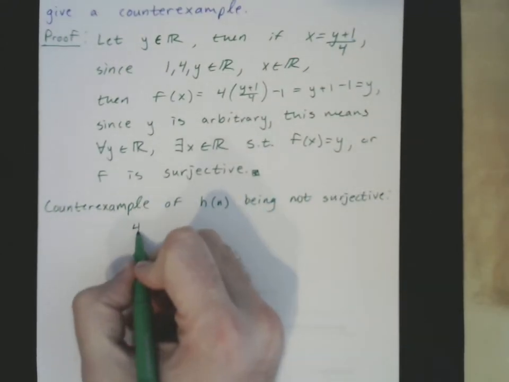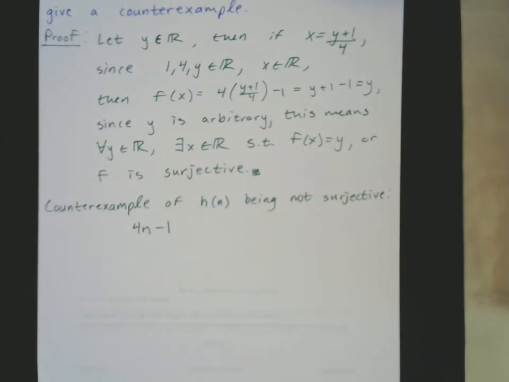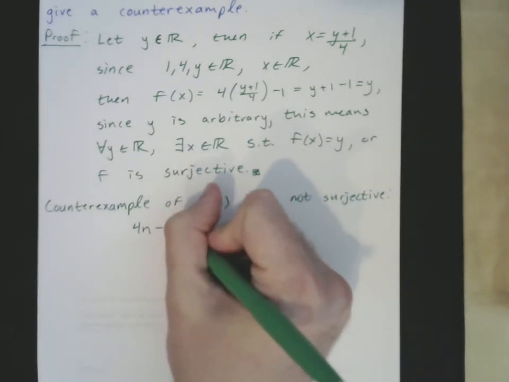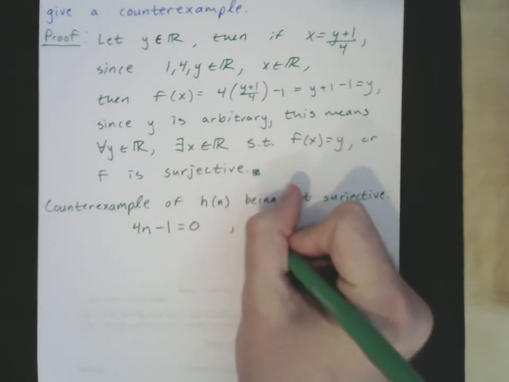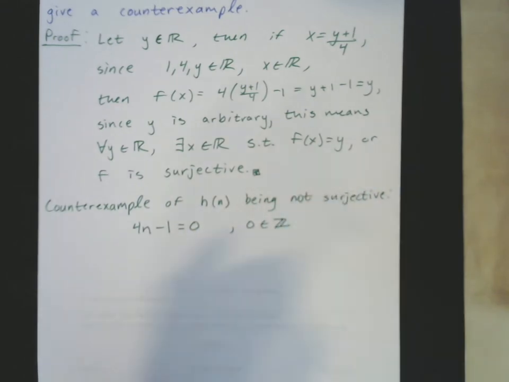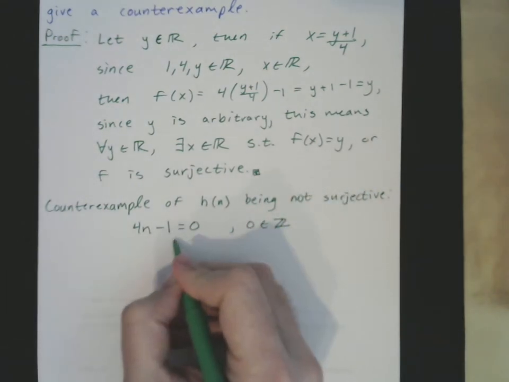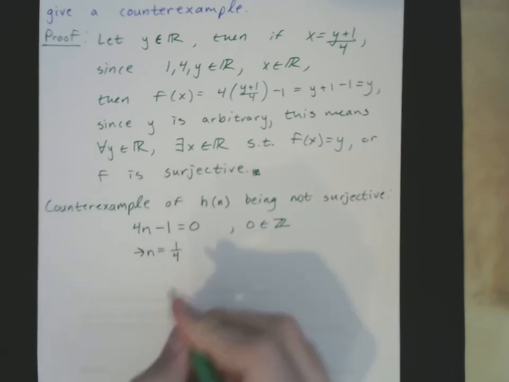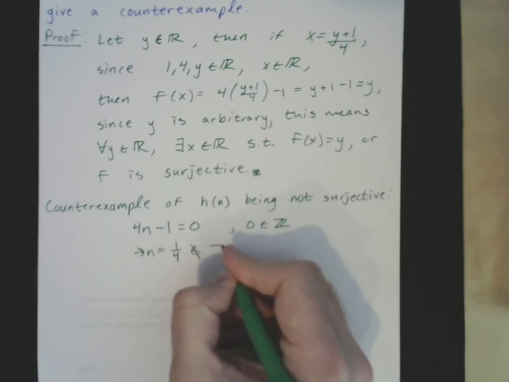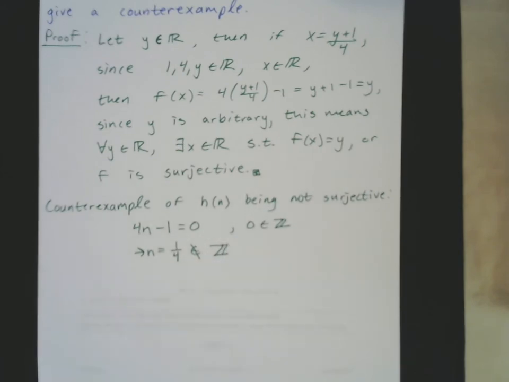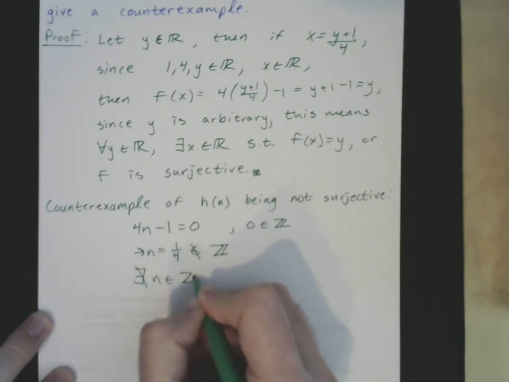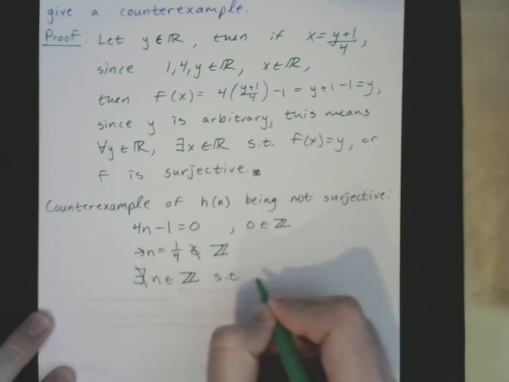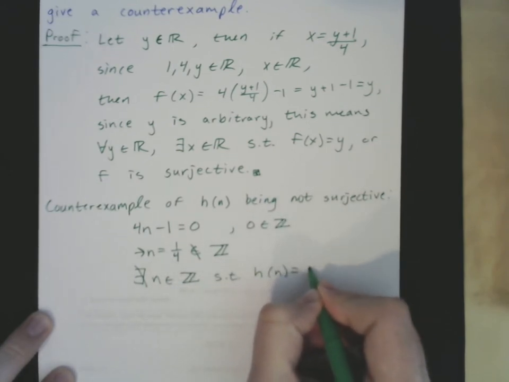And there's one classic integer that you've been solving for your entire life in math, and that's 0. 0 is an integer. No one would argue that. But for this to be true, n would have to equal 1/4. 1/4 is not an integer. So that means that there does not exist any integer n such that h of n equals 0.